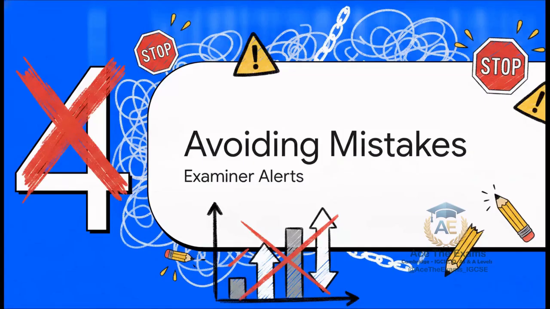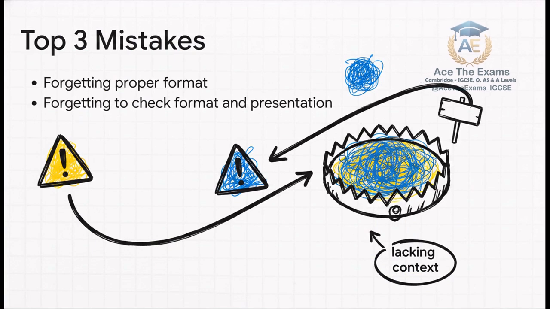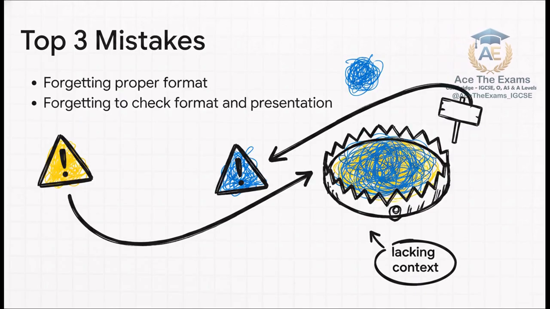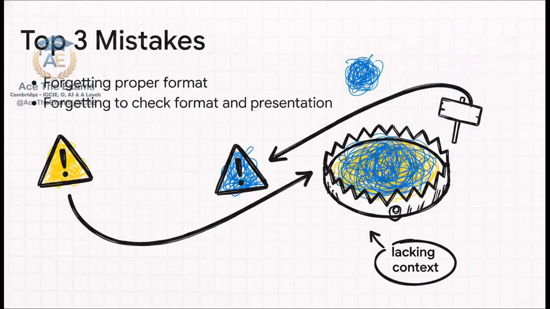Okay, we've talked a lot about what you should do. Let's pivot to exactly what you should avoid. Section 4, avoiding critical exam mistakes. Looking at actual data from the examiner reports, here are the top 3 ways students just bleed easy marks on this topic. Number 1, forgetting proper format. Number 2, forgetting to check that format and presentation. Notice a theme there? You could execute the freeze pane perfectly during a practical task, but if you don't present it in the appropriate format requested by the exam, you lose out.